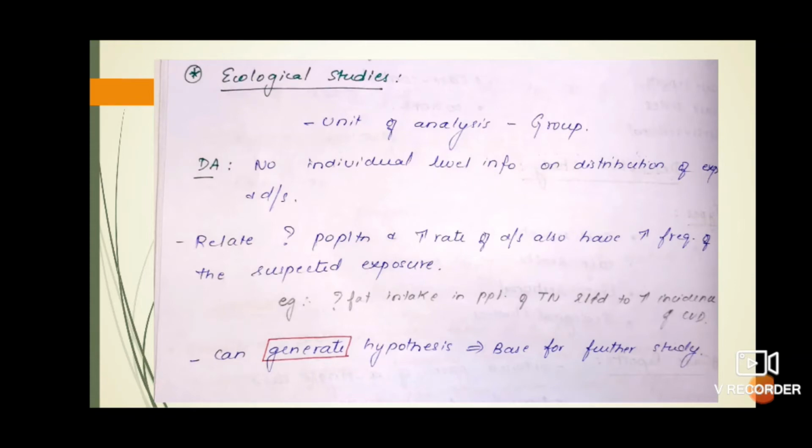Then we have ecological studies. As we know, the unit of analysis is the population, that is a group, and the disadvantage of this is that there is no individual level information on the distribution of the exposure and the disease. So this will help to relate what kind of population has an increased rate of disease and also has increased frequency of the suspected exposure. For example, whether the fat intake in the population of Tamil Nadu is related to the increased incidence of CVD in that state. So this only helps to generate a hypothesis, and this will form the base of further studies.